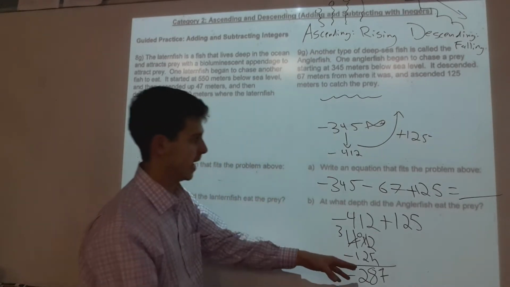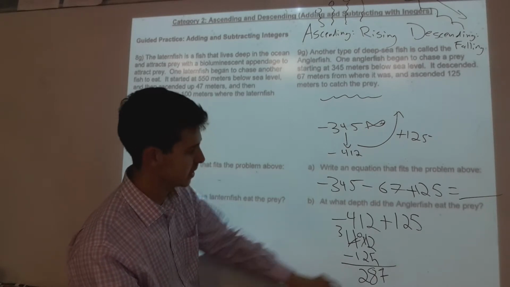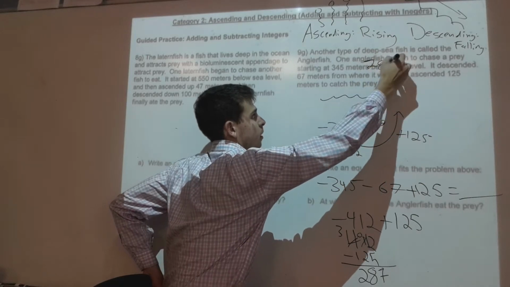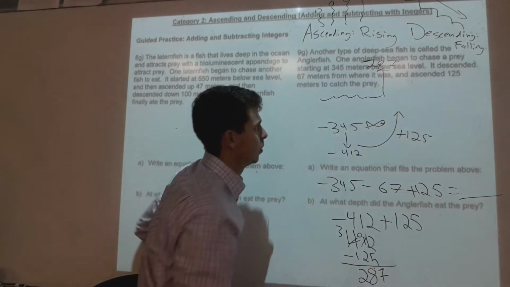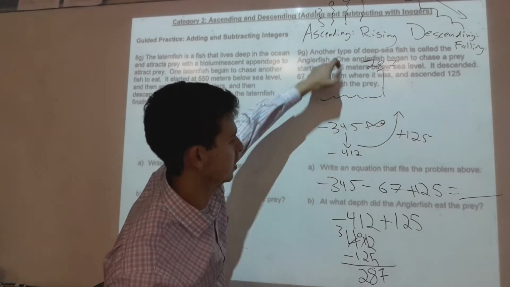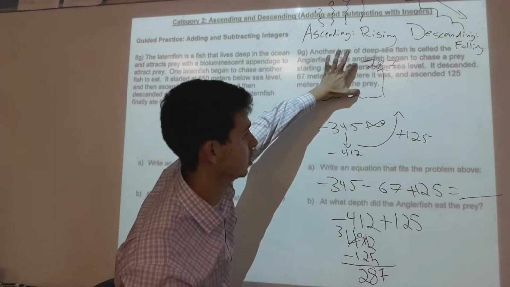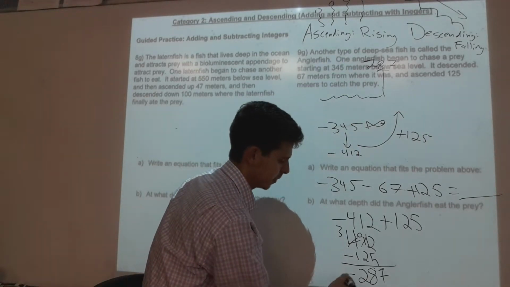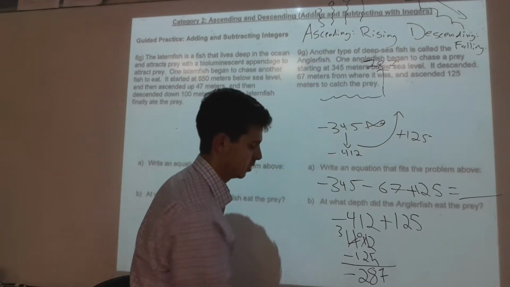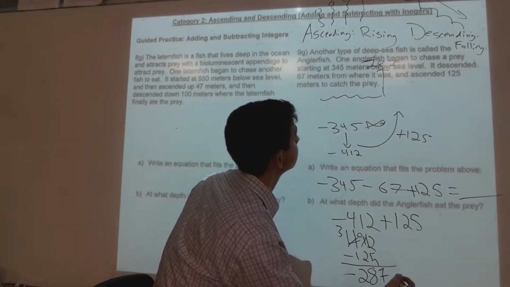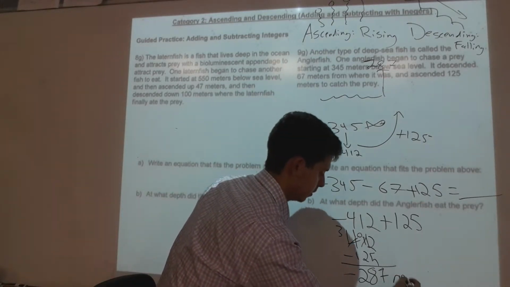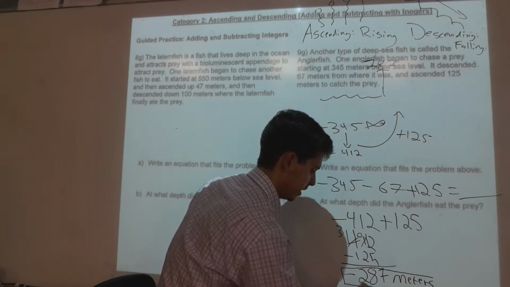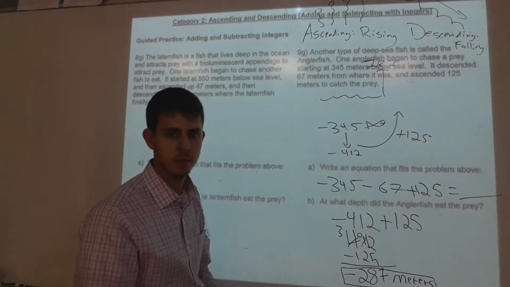Now, if I had left it at 287 like this, well, that's all the way up here above the sea level, which is a much greater distance. This is about 400, and this is about 200. So that would have to be about plus 600. So I know it's got to be negative 287. Meters or feet? Meters. Negative 287 meters below sea level.